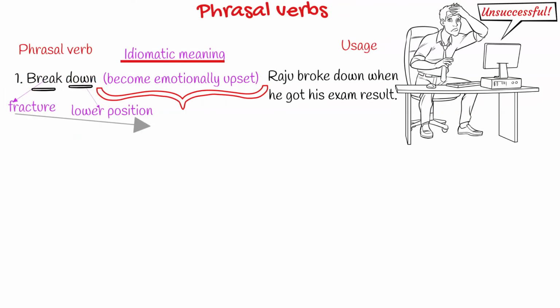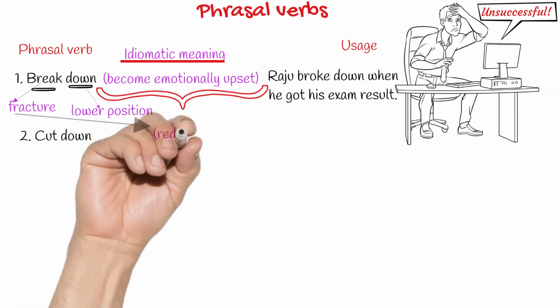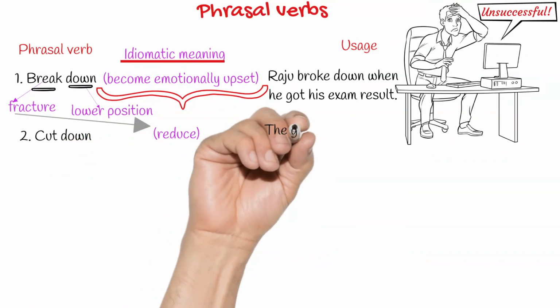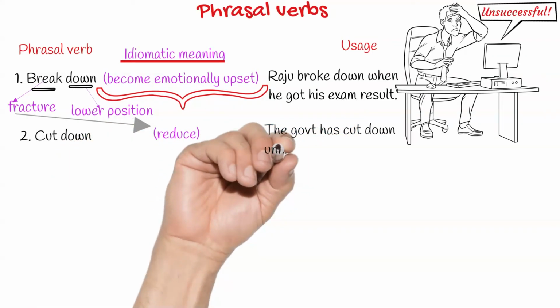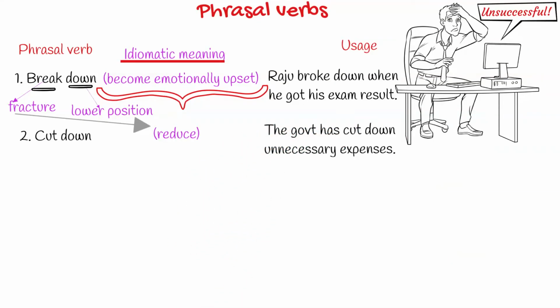There are unlimited phrasal verbs in the English language. You can see now a few phrasal verbs and their meanings on the screen, just as examples of phrasal verbs. Cut down means reduce. The government has cut down unnecessary expenses.